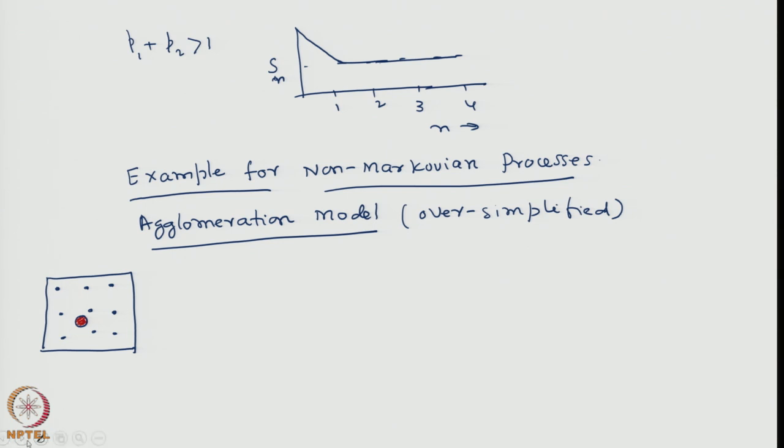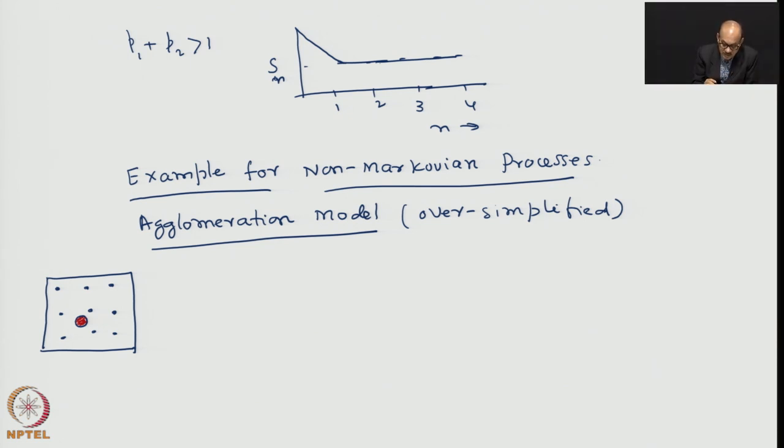Now, we execute the process of agglomeration in the following way. In every step, we allow the monomers to agglomerate and form dimers. In the next step, we stop that process and allow those dimers to agglomerate with the seed particle. So, this is a seed particle. These are monomers.